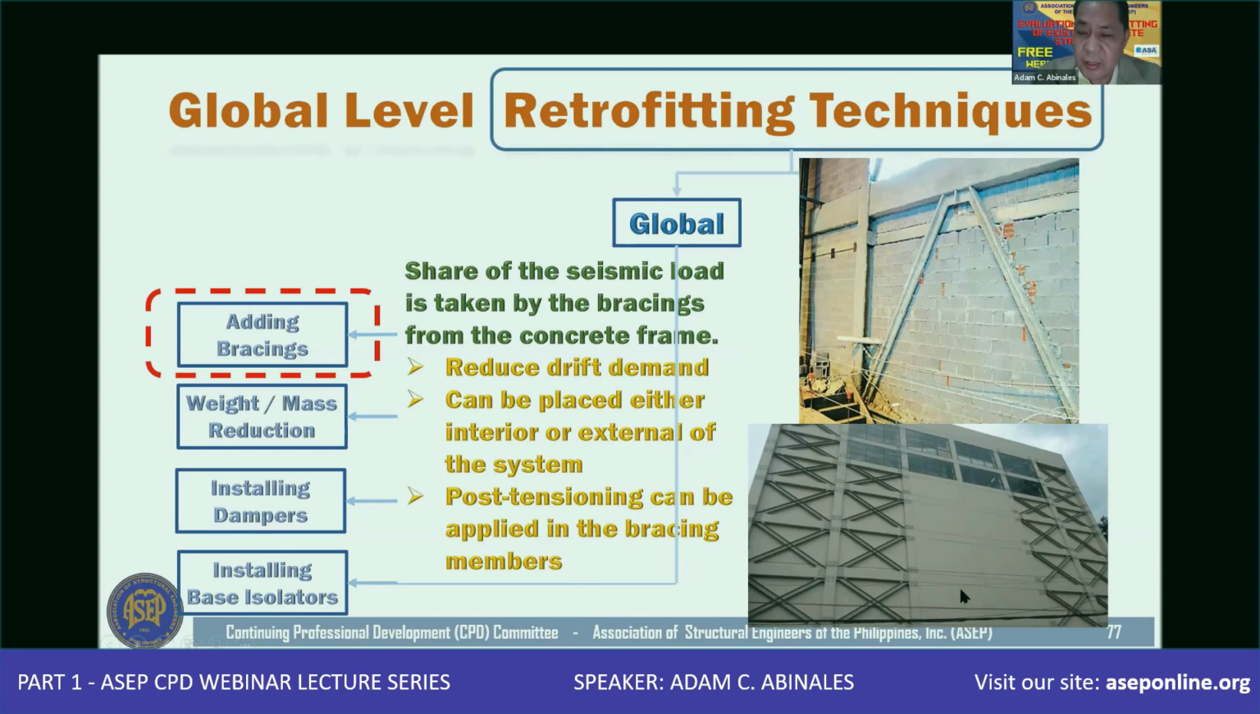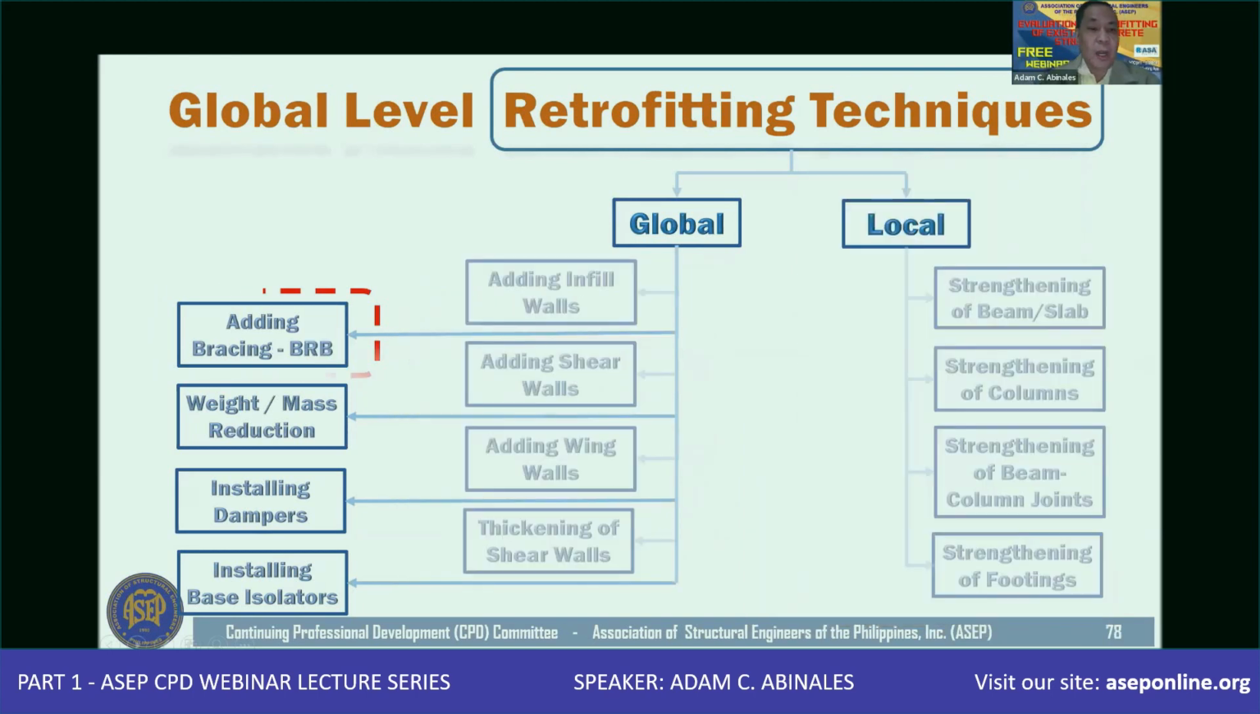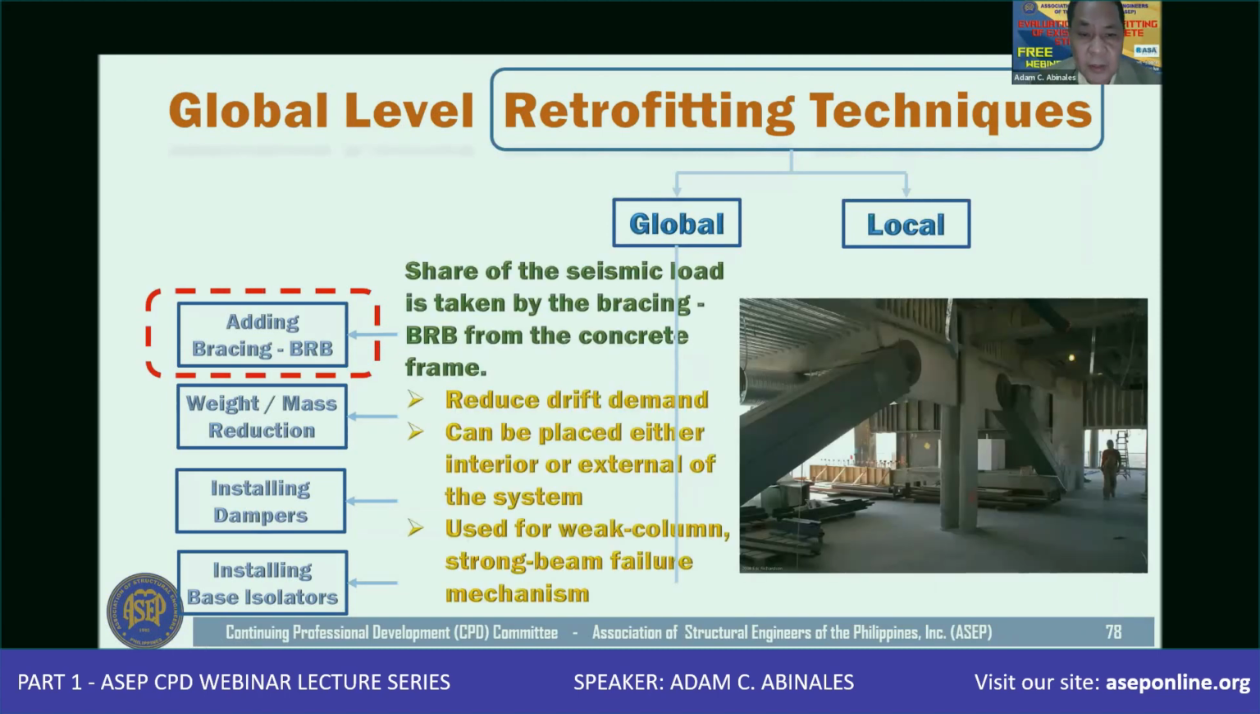The lower photo here is an existing building wherein the exterior facade was strengthened using bracing. In this case, you have the cross bracing. In this case, you have what we call a chevron type bracing. Or either you have BRB. Same thing, you have this photo here where the BRBs are introduced. And I think what is good about BRB is that it is used for those buildings wherein you have this situation of a weak column, strong beam failure mechanism.